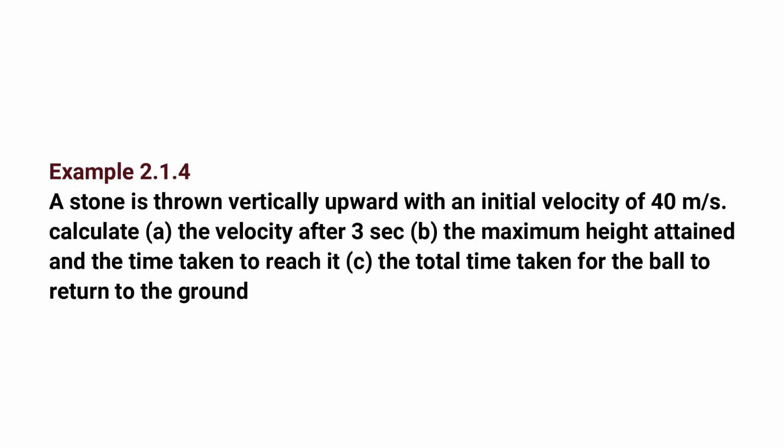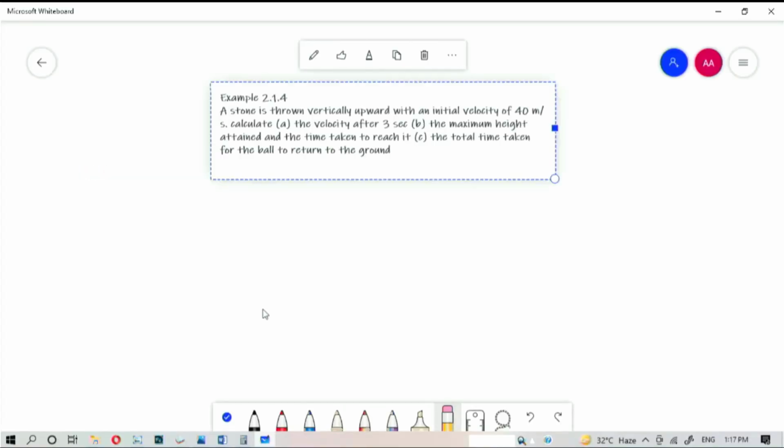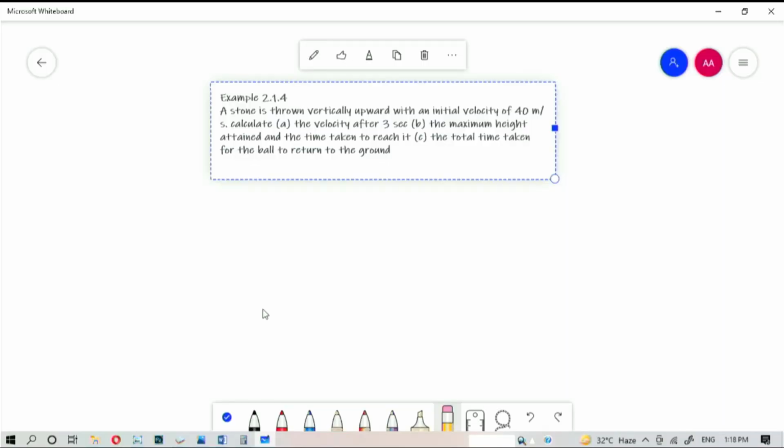Let's see example 2. A stone is thrown vertically upward with an initial velocity of 40 meters per second. Calculate A, the velocity after 3 seconds; B, the maximum height attained and the time taken to reach it; C, the total time taken for the ball to return to the ground. This question is similar to the one we have just solved. Let's see the solution.